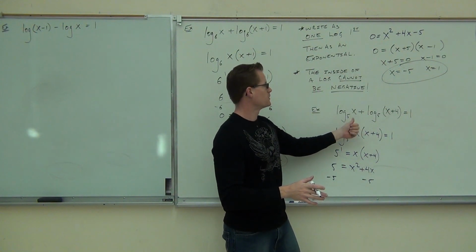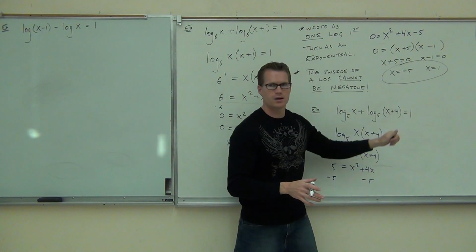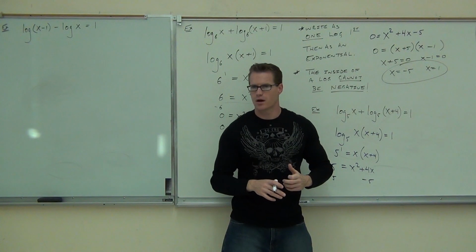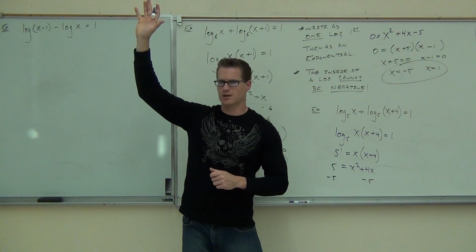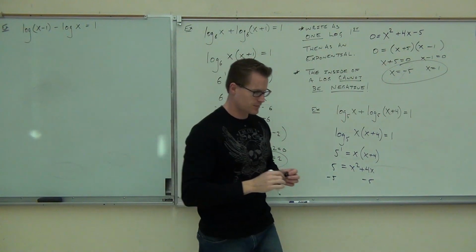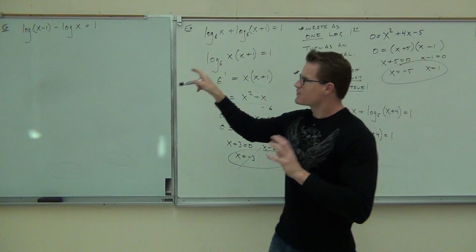Because you're going to get -5, you're going to get -1. That's not okay to have a negative inside a logarithm, so we're going to cross this one out. Wish if you got down to -5 and 1 and then crossed out the -5. Good deal, all right.